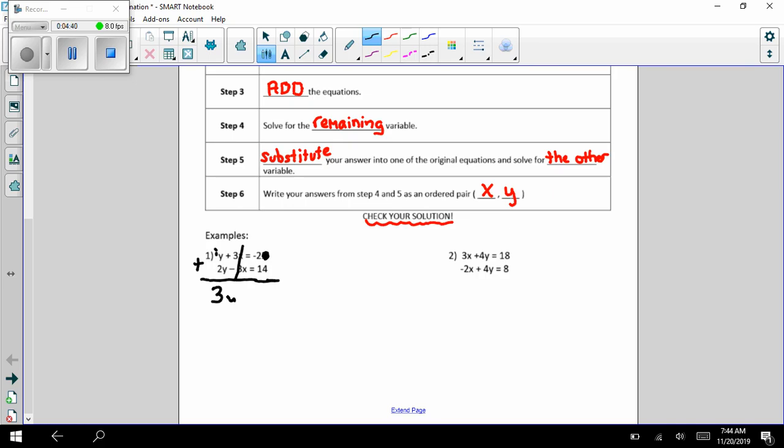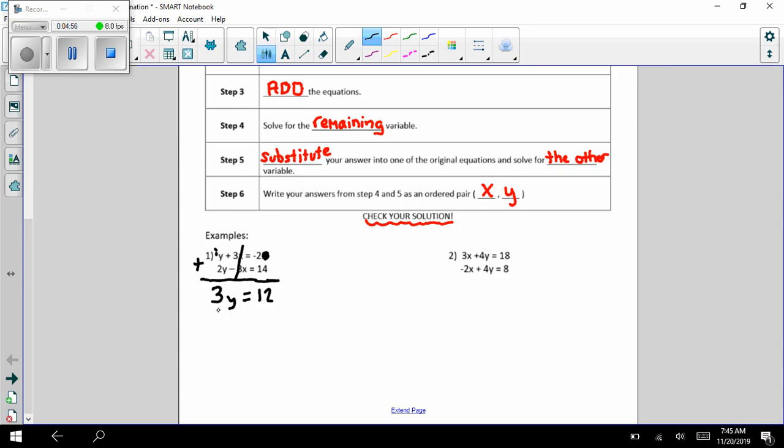And we're going to bring down the y with it. Our x's are gone, so we're completely ignoring them. We're going to bring down the equal sign, and we're going to add the -2 and the 14 together, and we get 12.